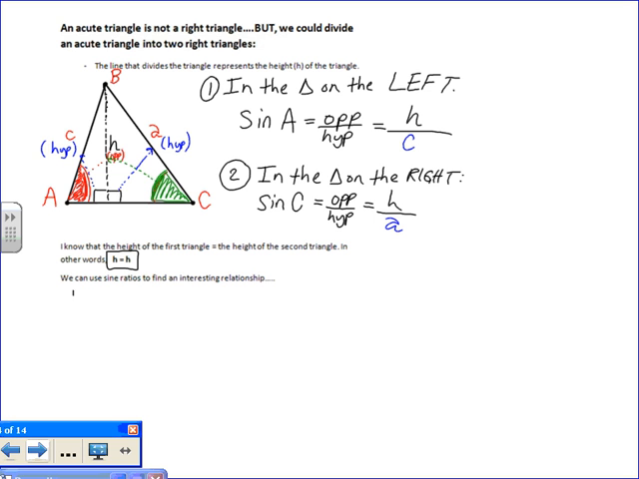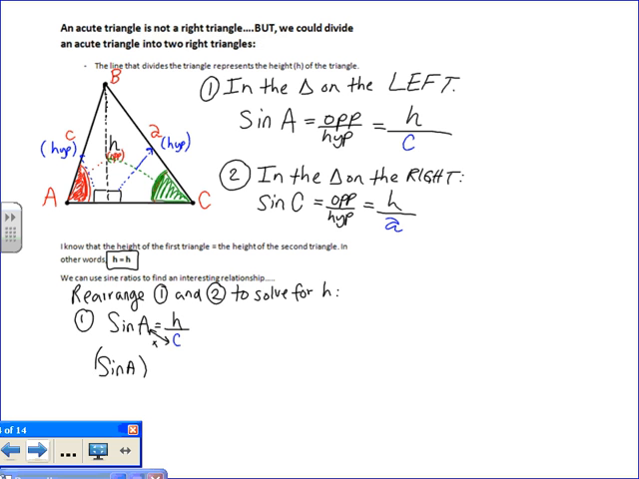So if we rearrange 1 and 2 to solve for H, if I look at, for example, the first one, for 1 we said that the sine of angle A is equal to H over C. If I just rearrange that, if I cross multiply sine of A by C, I get H all by itself. So the sine of A times C is equal to H.